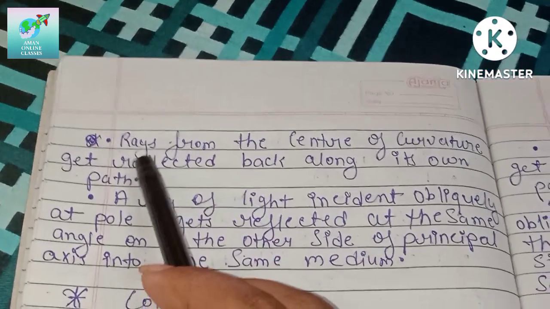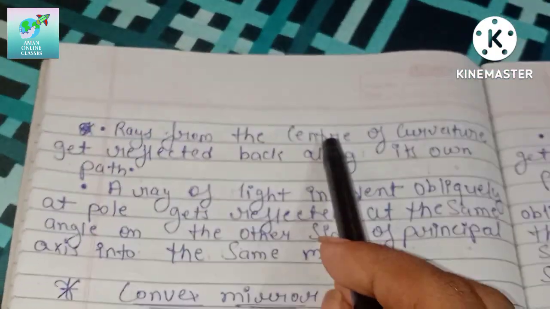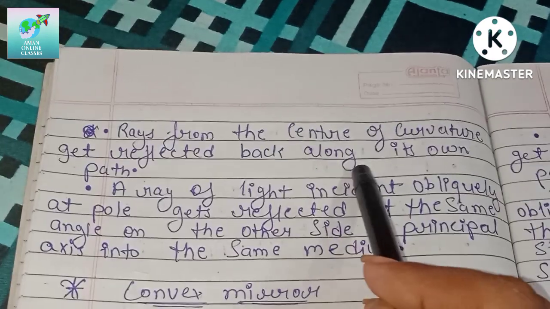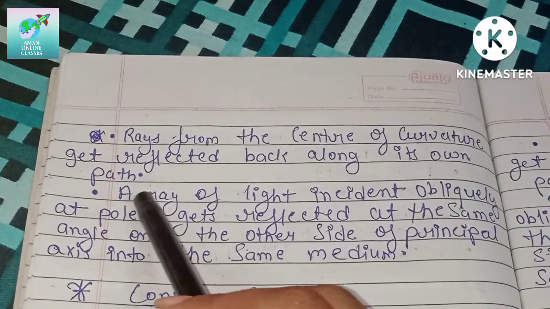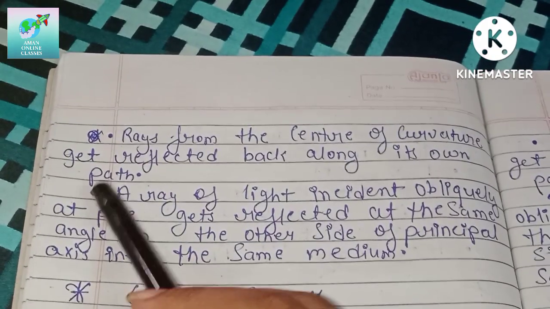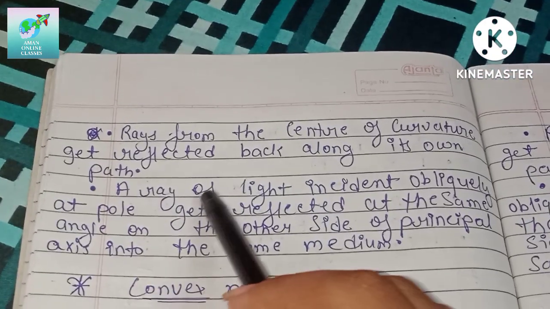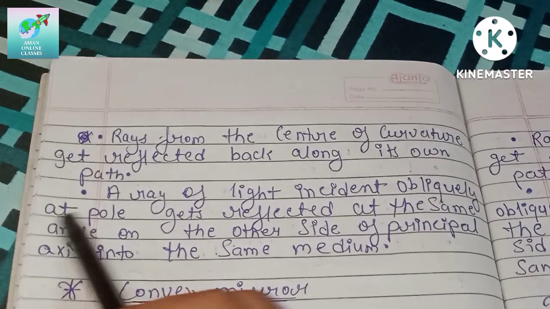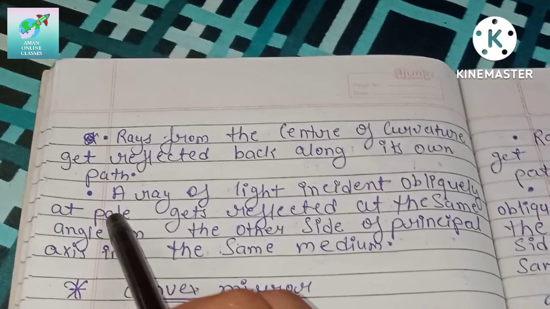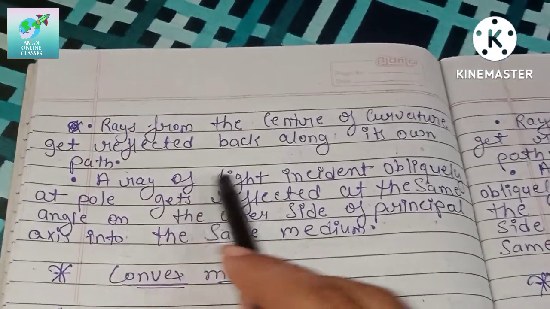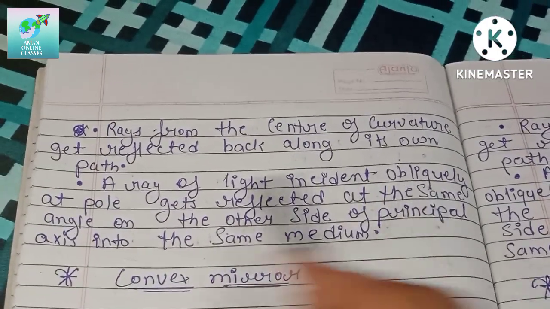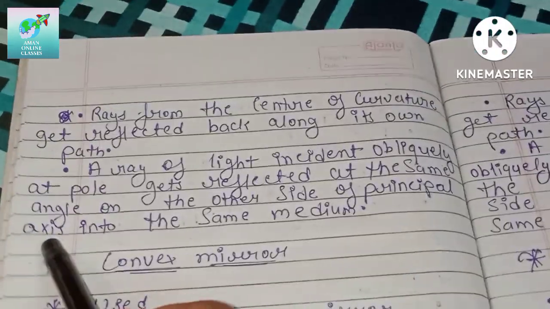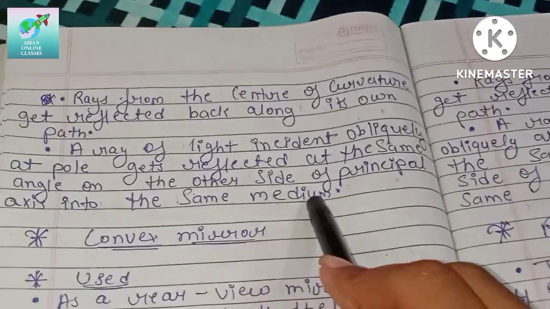Rays, point number 3: rays from the center of curvature get reflected along their own path. Point number 4: a ray of light incident obliquely at the pole gets reflected at the same angle on the other side of the principal axis into the same medium.